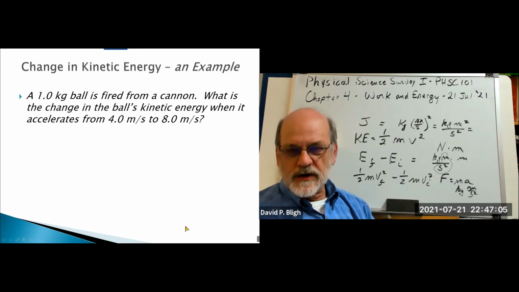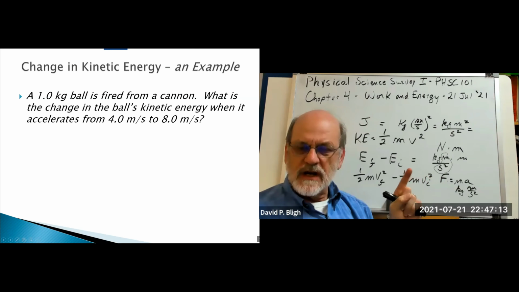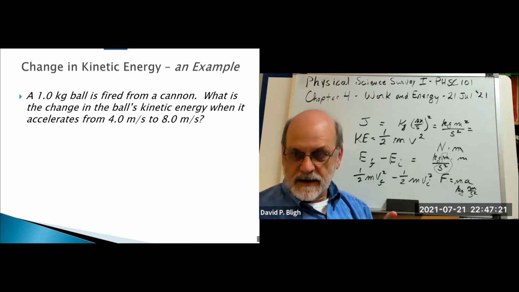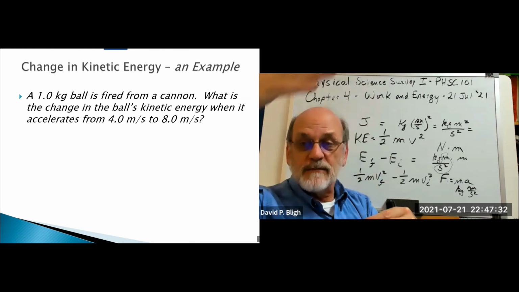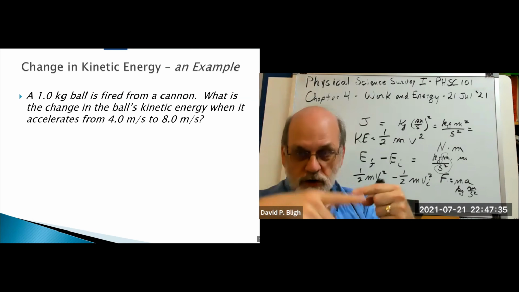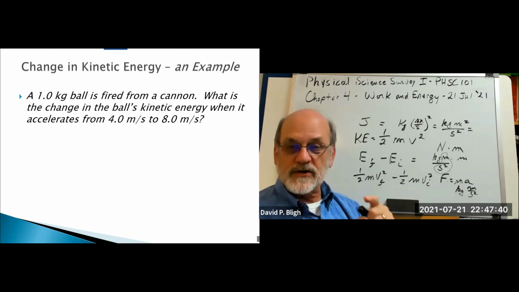All right. So here's an example. Change in kinetic energy. A 1 kilogram ball is fired from a cannon. What's the change in the kinetic energy of that ball as it accelerates from 4 meters per second to 8 meters per second? Now, this supposedly is happening in the cannon itself. It starts from 0, and at some point it's 4 meters per second, but then it keeps accelerating to 8 meters per second. So during that interval from 4 to 8 meters per second, we want to know how much kinetic energy that projectile gained in the process.